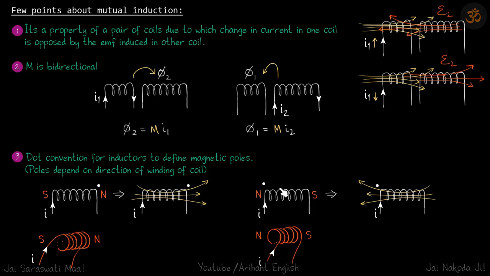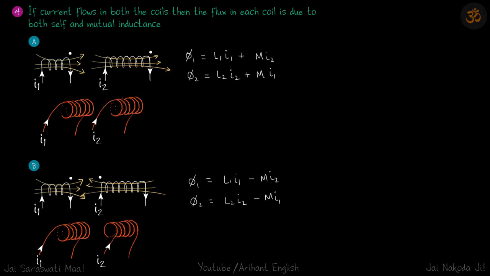Let's see the final point. If current flows in both the coils, then the flux in each coil is due to both self and mutual inductance. So we are talking about the flux in each coil. In the first coil, the flux will be due to its own current and due to the current flowing in the second coil. Part of these field lines will be going inside the first coil. So we'll just add up both the fluxes and we'll get the total flux inside both the coils.